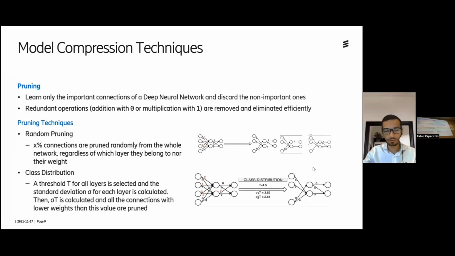And now moving to class distribution. In class distribution, the user selects a global threshold T, and for each layer, the standard deviation sigma is calculated.